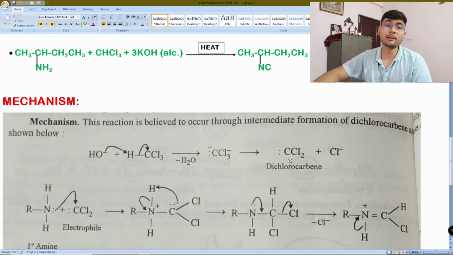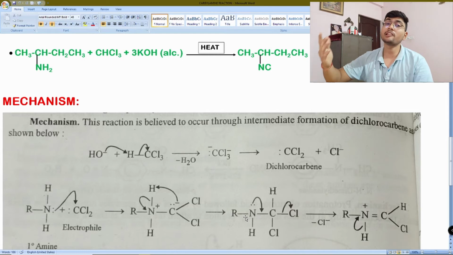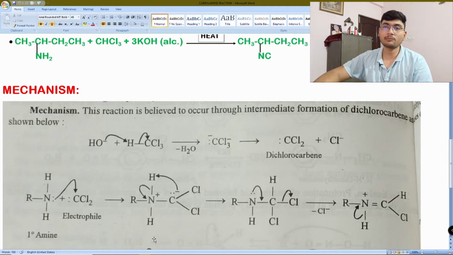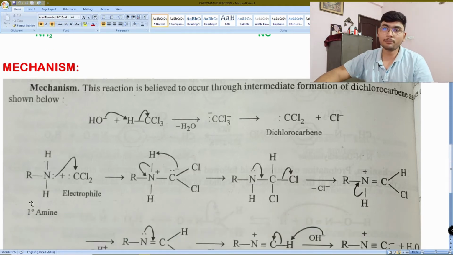Now who can give the pair of electrons? The primary amine we have taken, because in the primary amine there is nitrogen, and nitrogen has lone pairs, so it can donate the lone pair to dichlorocarbene. So you see, this is the primary amine and this is dichlorocarbene. Because it is electron deficient, it is an electrophile. So the nitrogen will give a lone pair to this carbon and you will get this.